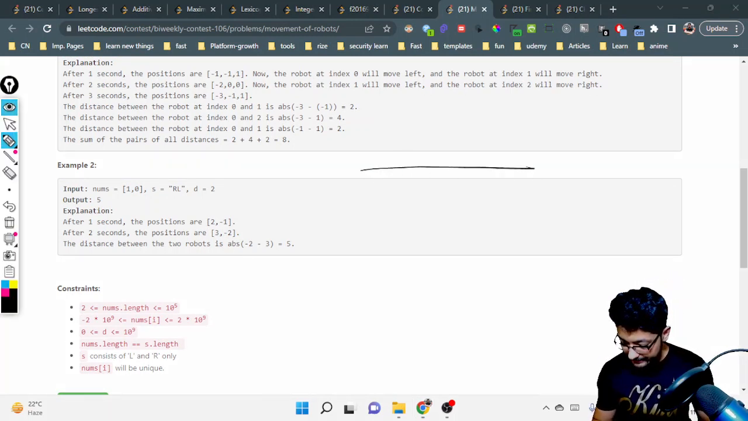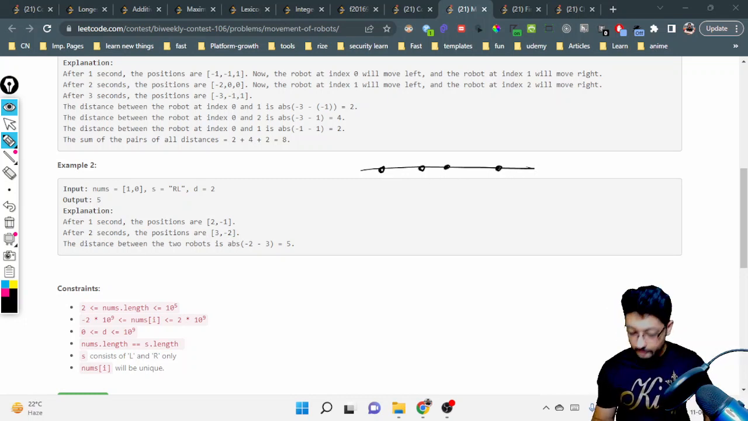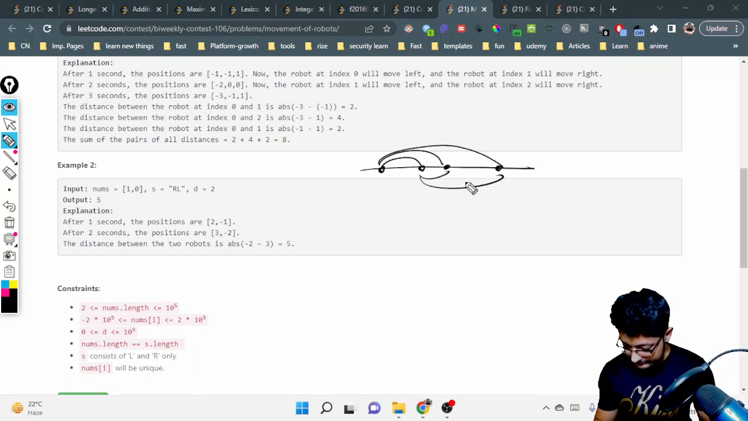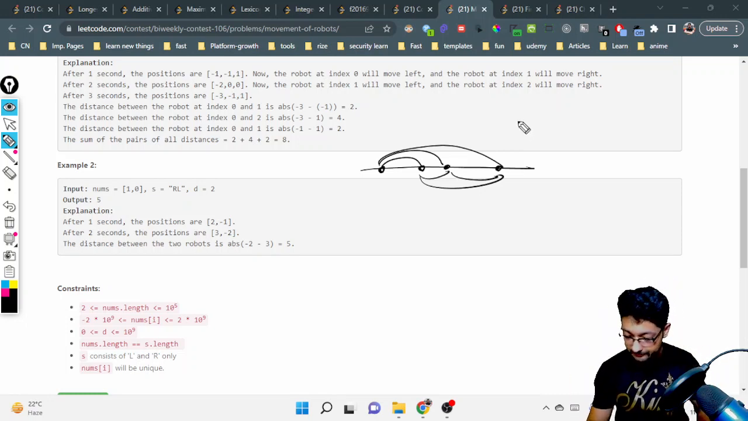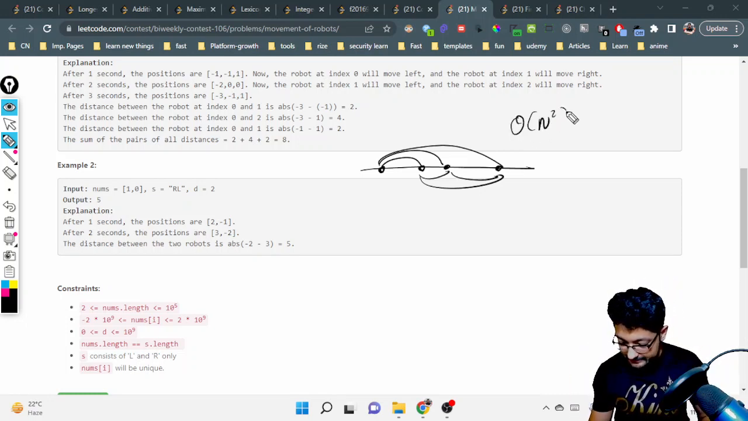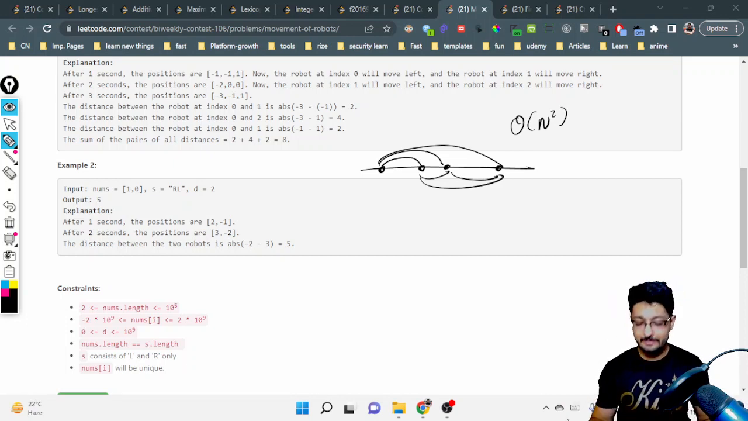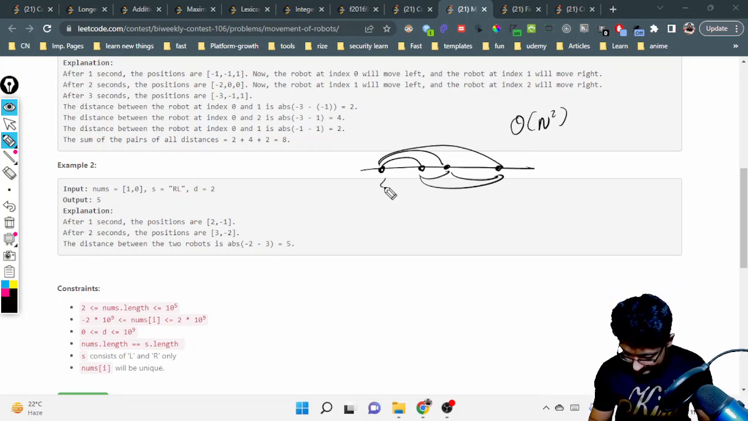So let's take an example that you have balls like this. You have four balls like this, and you have to find out every pair of distance. So let's say this, this, this, this, and this. So every pair of distance. It might take O(n squared) in a brute force way, but you can see that some of the distances are repeating. As you can see, this distance is coming in this, and this.